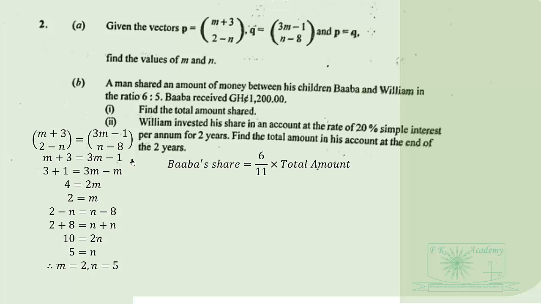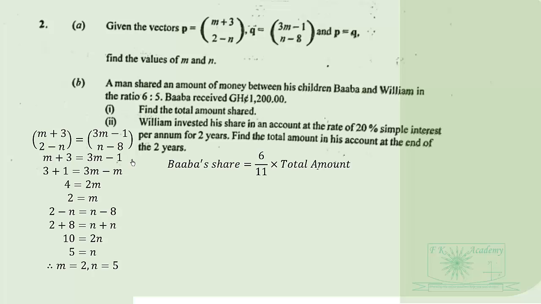So we're told that a man shared an amount of money between his children, Baba and William, in the ratio 6:5. Baba received Ghana cedis 1,200. Find the total amount shared. William invested his share in an account at the rate of 20% simple interest per annum for 2 years. Find the total amount in his account at the end of the 2 years.